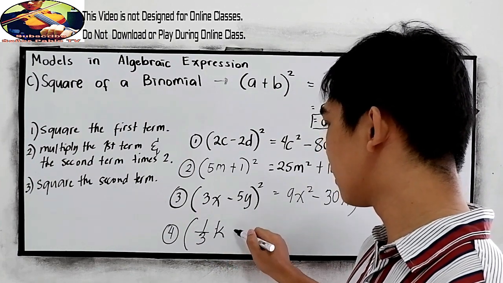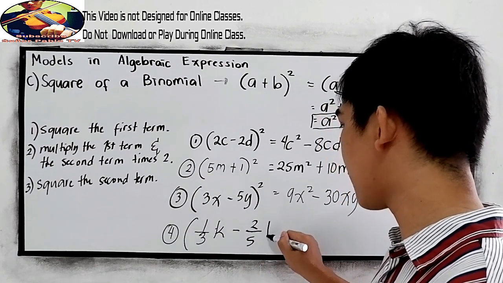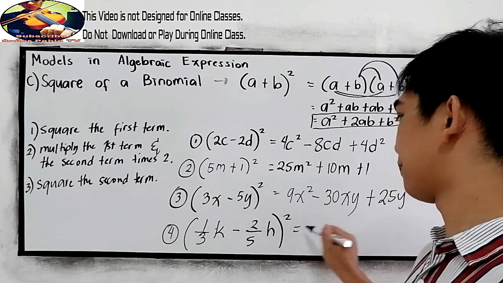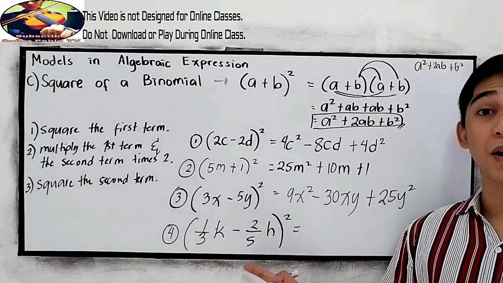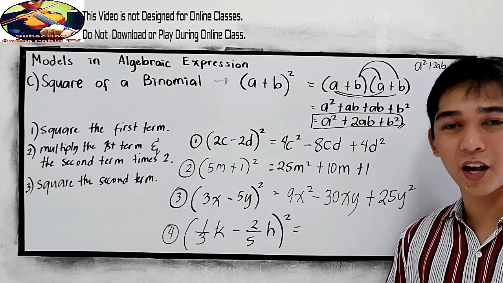1/3 k minus 2/5 h raised to 2. If you want to try number 4, pause the video. Then after answering, resume watching to check your answers.